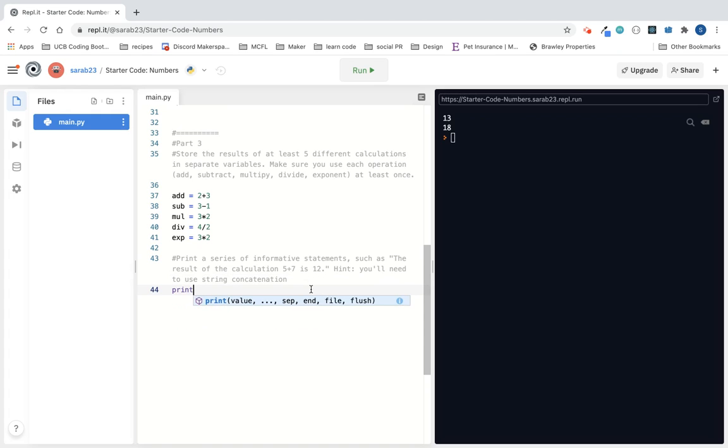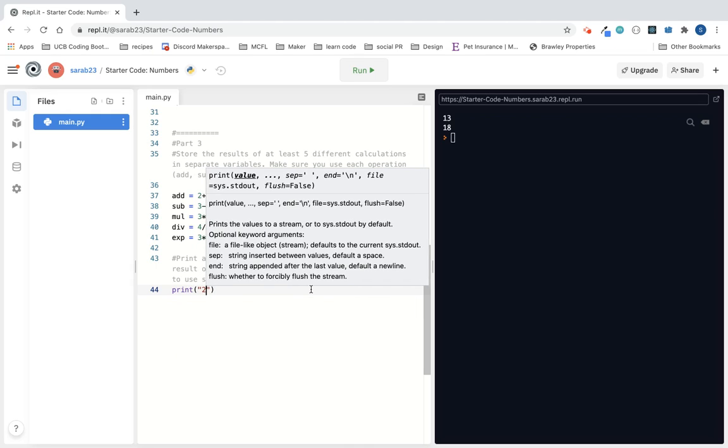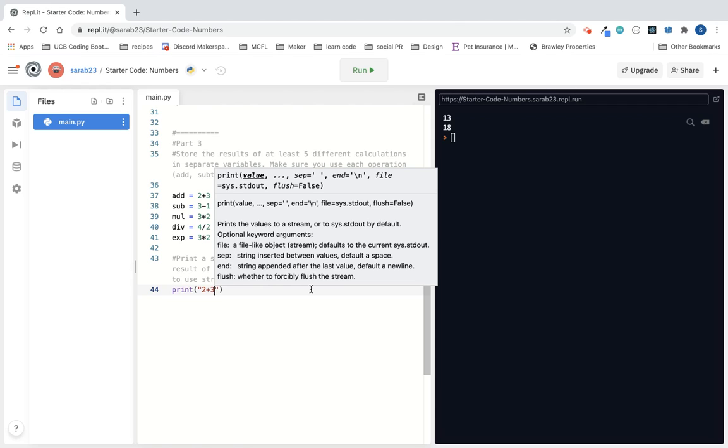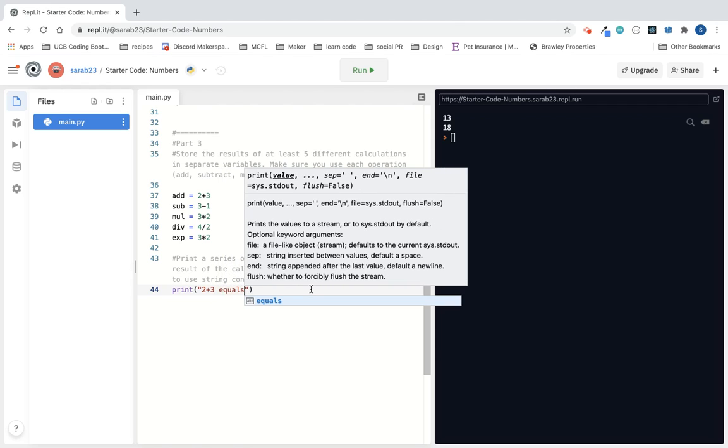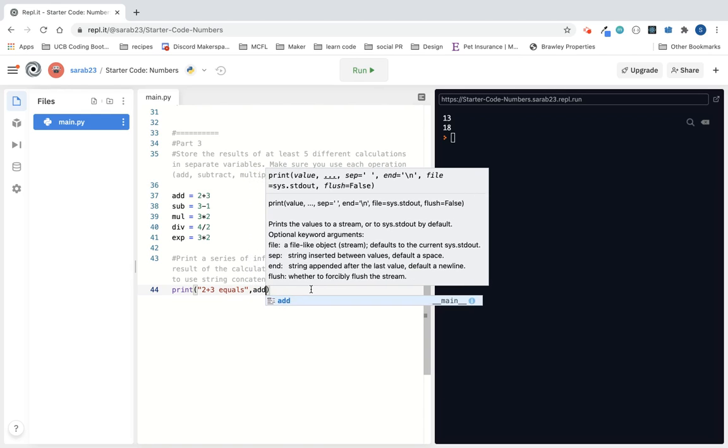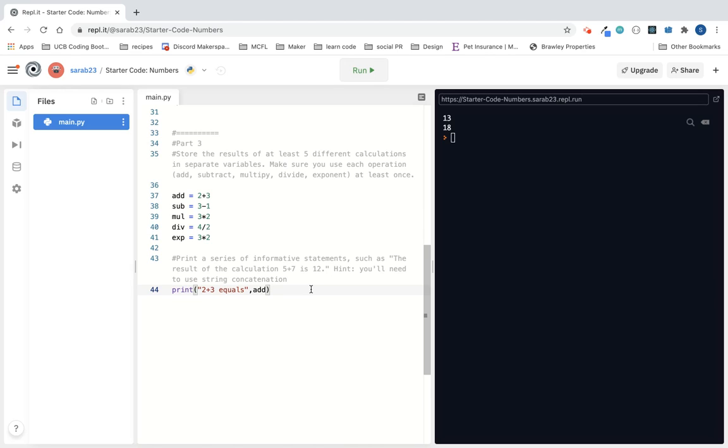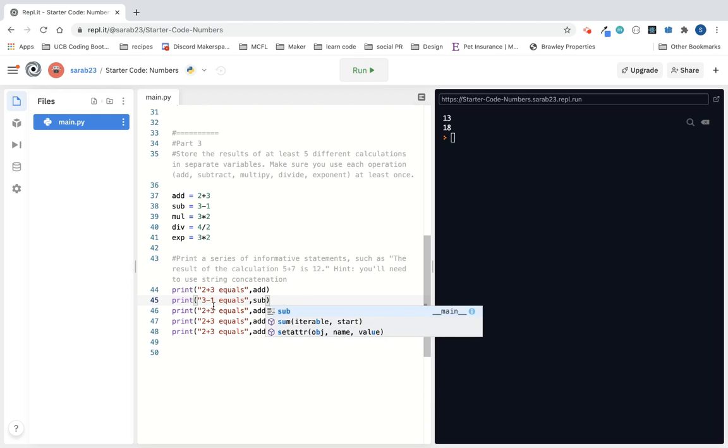So we can print 2 plus 3 equals add. And I'm going to copy that so I can keep modifying it. So then we did 3 minus 1 is sub, 3 times 2 is multiply.